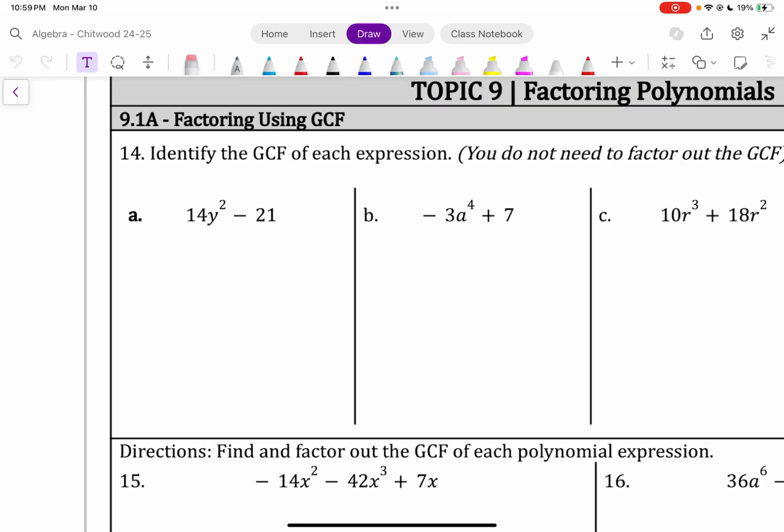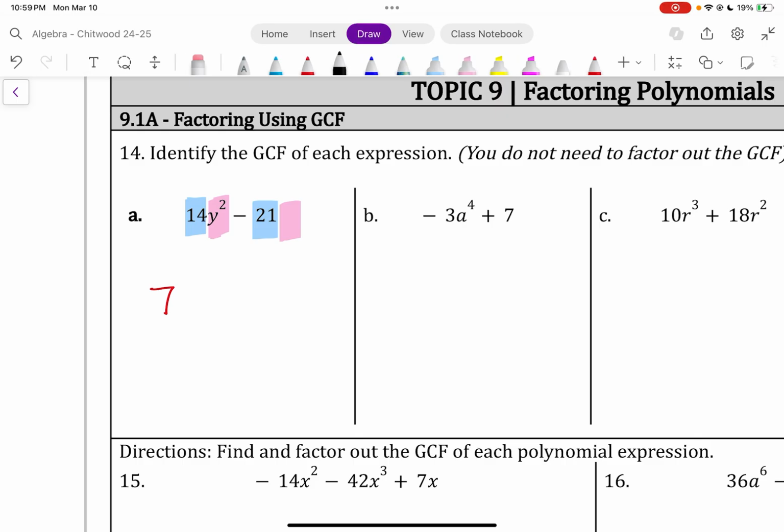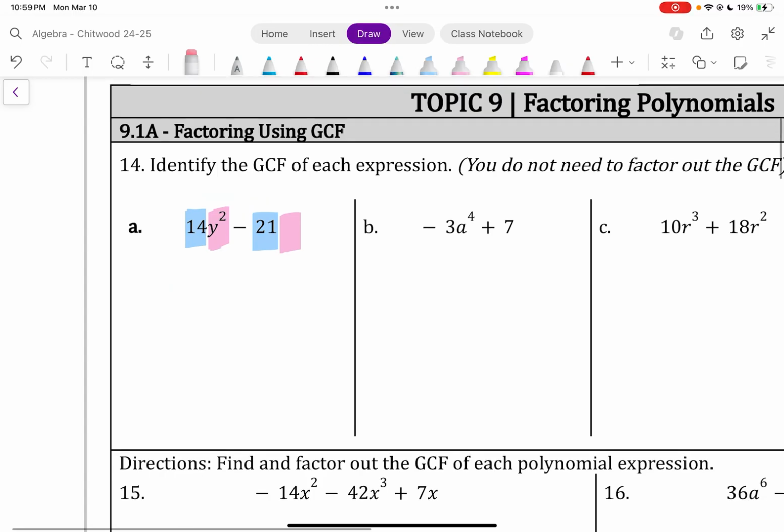So I want to start by looking at my numbers here. I have 14 and 21, or you can think of it as negative 21. The biggest number that multiplies into both of those numbers is 7. Then I have y squared, and you can think of this as y to the power of 0 over there. There's no y. Since only one of my terms has a variable, I cannot take out another variable. So that means that my GCF is just 7.